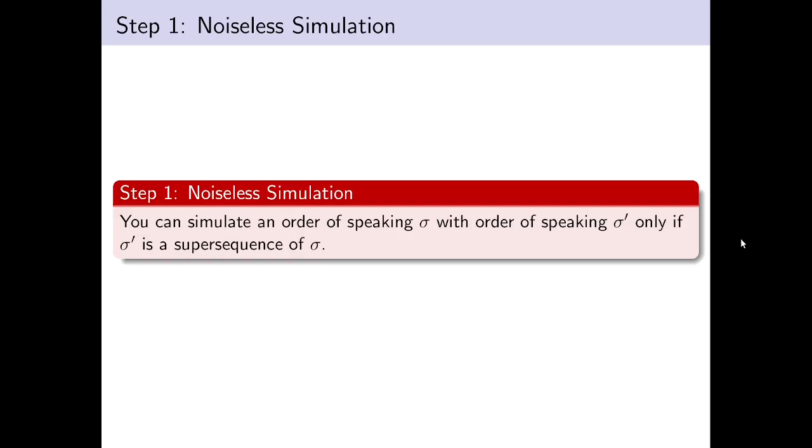Well, for this we will consider a problem which is complete for protocols with order of speaking sigma. If we have a problem which can be easily solved by protocols with order of speaking sigma, which can in fact represent any protocol with order of speaking sigma as an instance of itself, and if we can then show that this problem can only be solved by protocols with order of speaking sigma prime, only if sigma prime is a supersequence of sigma, then we are done. So what we need is such a complete problem.